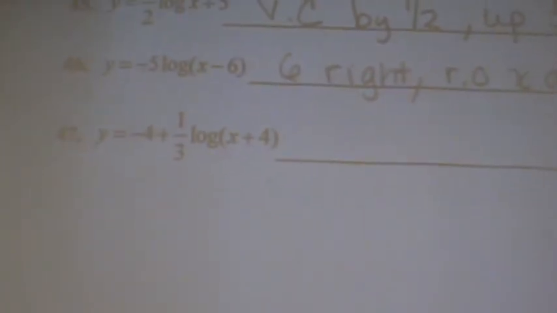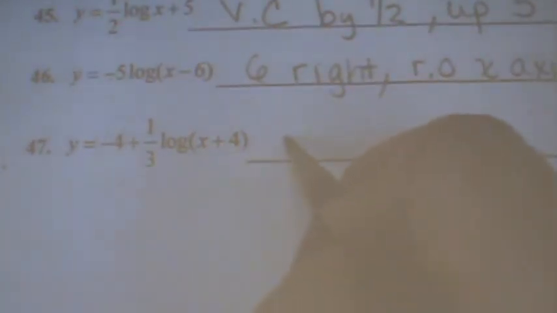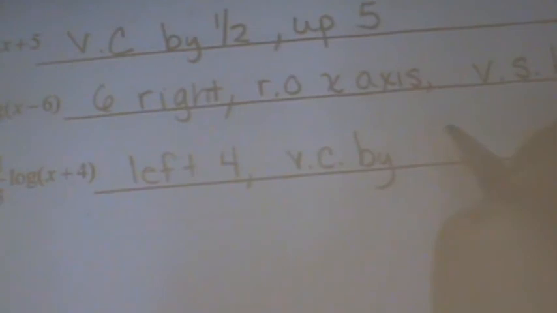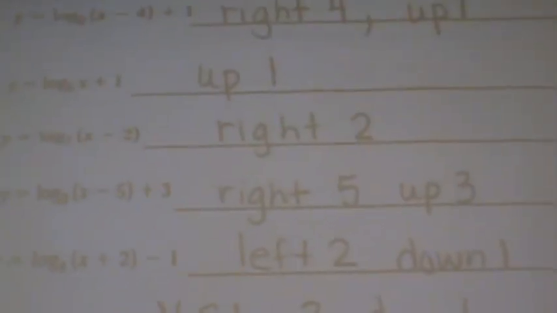And the last one. First thing is this right here. Left 4. Vertical compression by 1/3. And the last thing you're going to do, down 4.